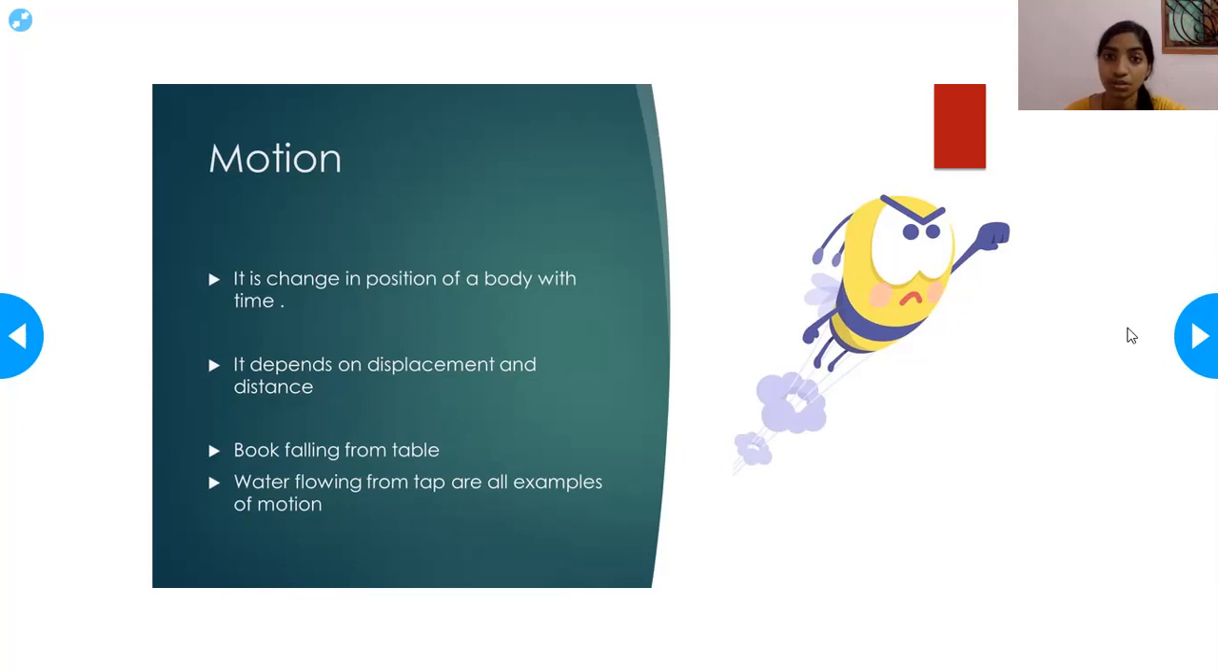When you throw a book, maybe from a table, when it falls down, that is motion. That is, it is falling from one place to another. When you turn on the tap, water starts gushing down. Flowing water is also an example of motion. Now, let's learn what are the terms displacement and distance.